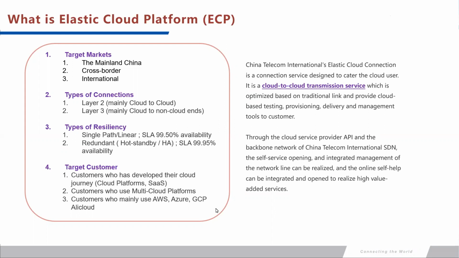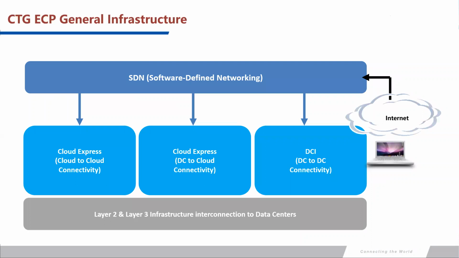Our target customers are those who want to go to a cloud platform, whether AWS, Azure, or GCP, or who want to use SaaS or IaaS in the cloud. This is the standard and simple architecture for ECP. You can see we have 3 kinds of connection: cloud to cloud, and cloud to data center. The data center can have the cloud itself, or just the data center itself. Also, we can do data center to data center.